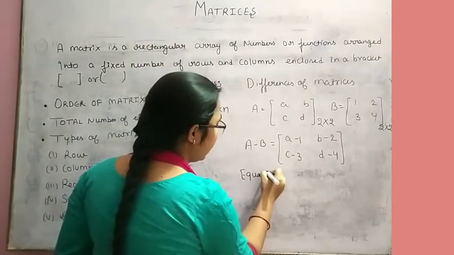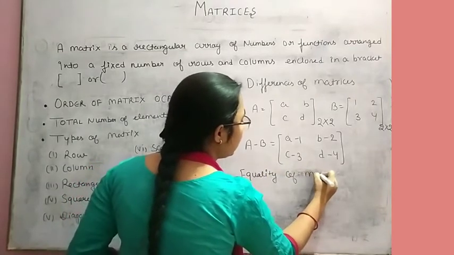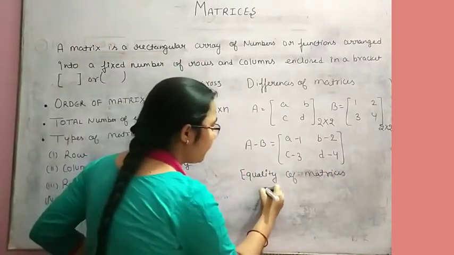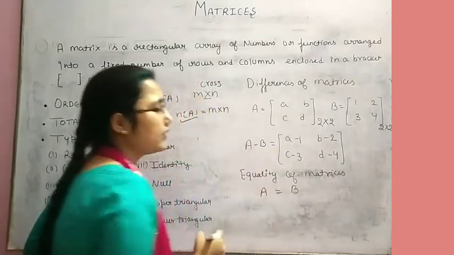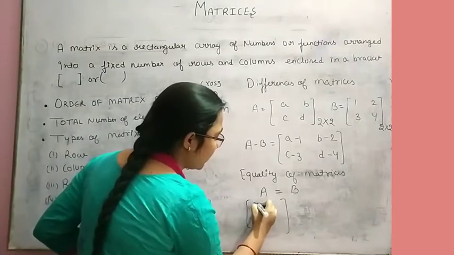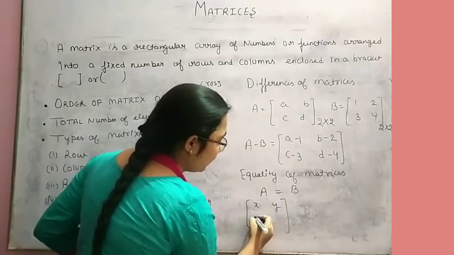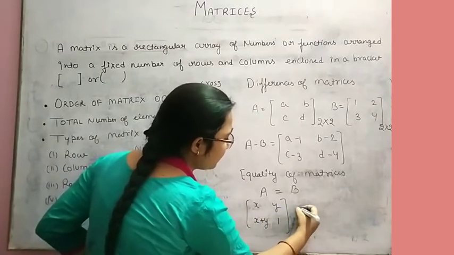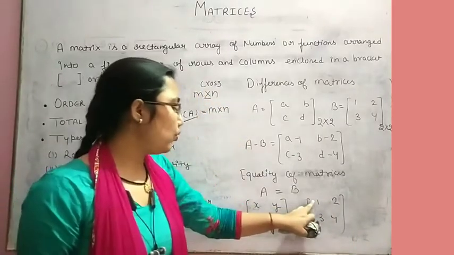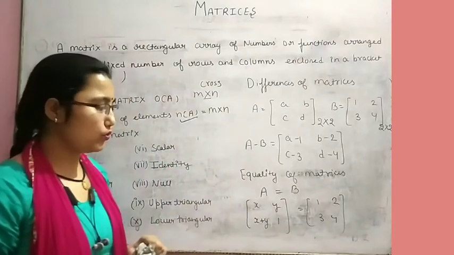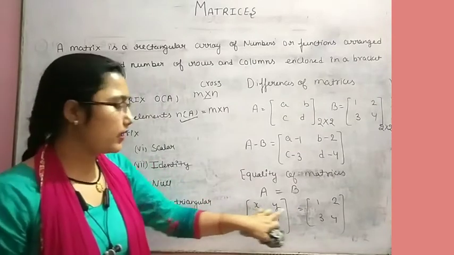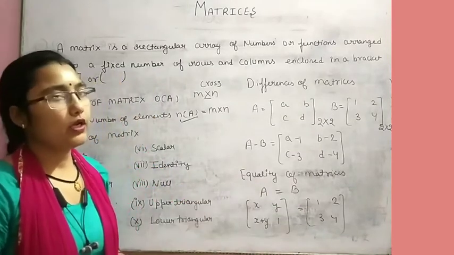Equality of matrices. Next topic, equality of matrices. What is the equality of matrices? If A equals to B, that means two matrices are equal, then we directly compare the values of elements. Suppose this is 1, 2, 3, 4. So we can say x equals to 1 and y equals to 2. That means x plus y is 3. So we directly compare the matrices if both are given as equal matrices.